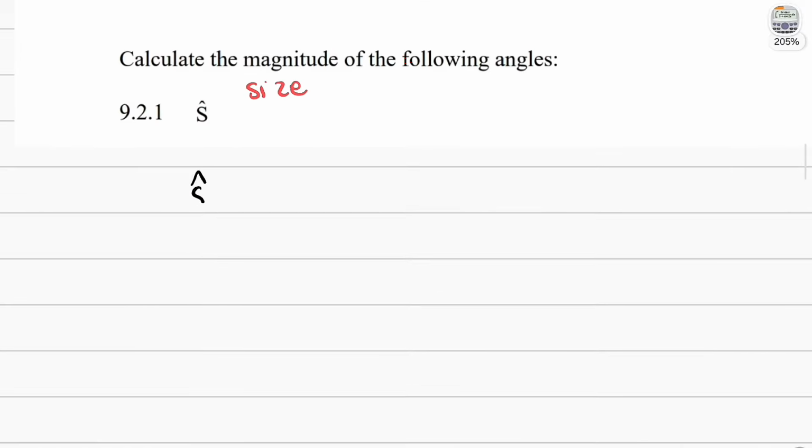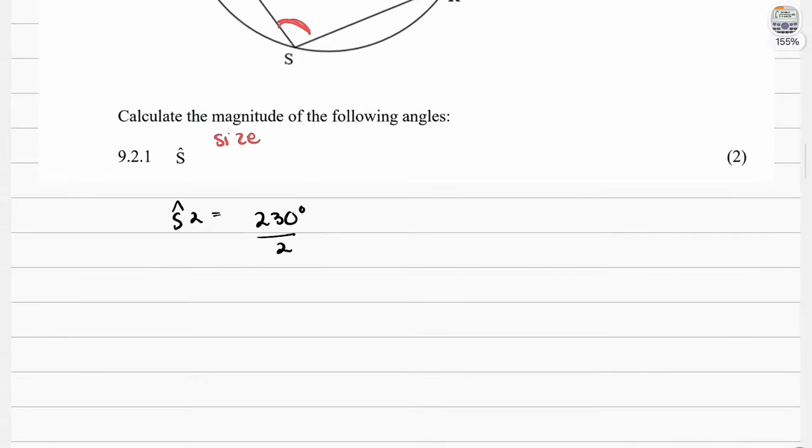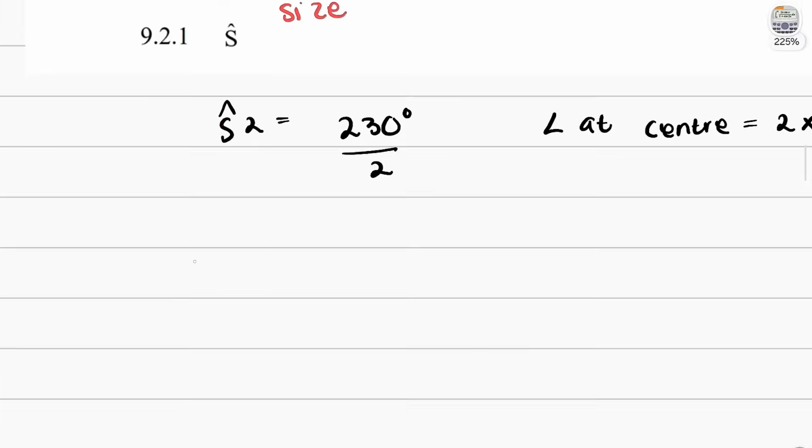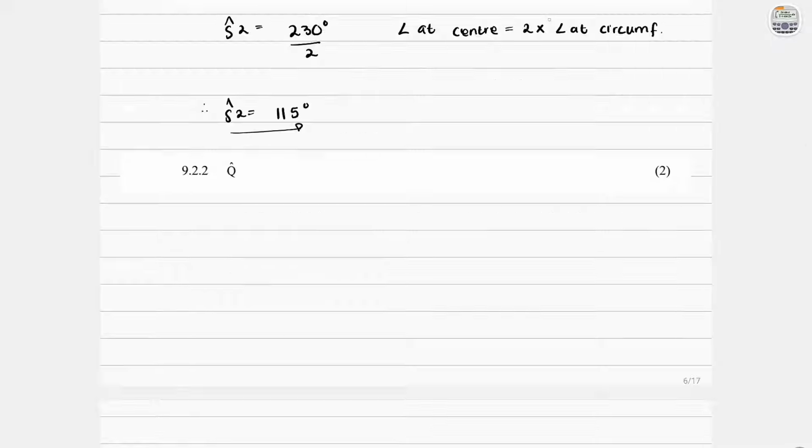So we'll know that angle S is going to be half of whatever 230 degrees is. And we'll put down our reason: because the angle at the center is twice the angle at the circumference supported by the same arc, or chord, of course. So that concludes that angle S2 is equal to 115 degrees. Okay, moving on to the next question.